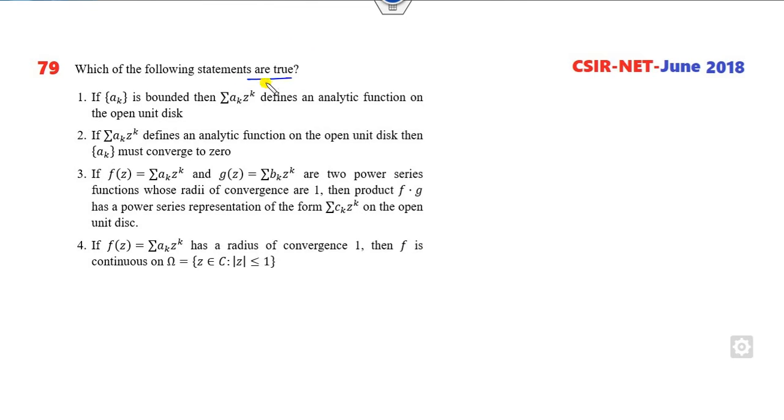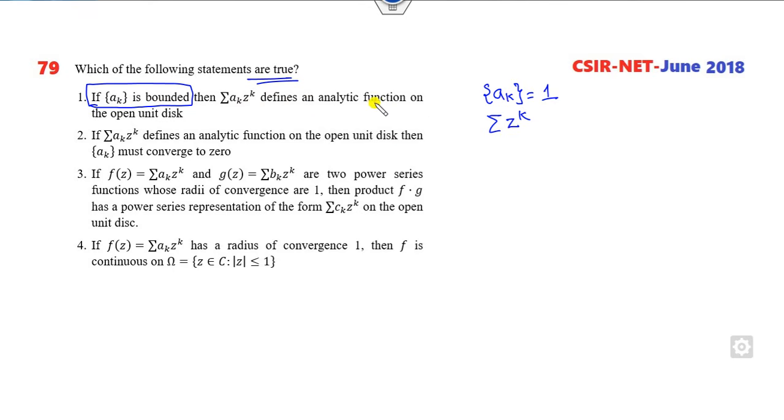Okay, which of the following statements are true? If a sequence AK is bounded, can you think about any bounded sequence? A constant sequence is bounded. Okay, so we can discard the options. Look at that. If it is bounded, that's a correct option.